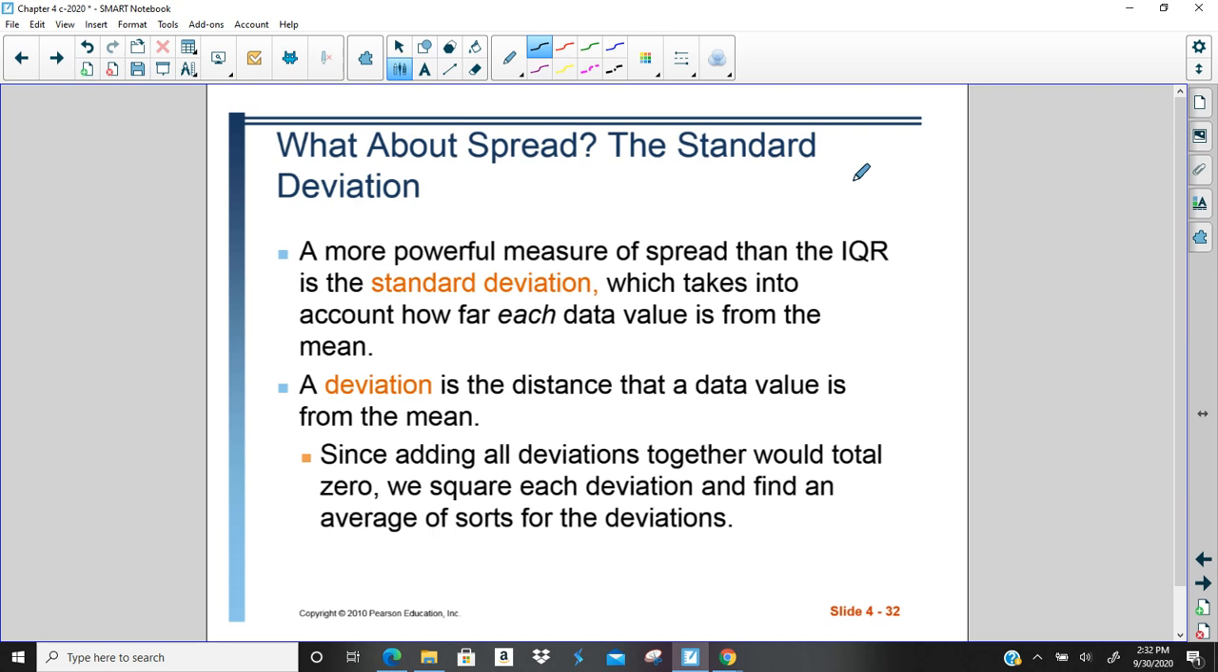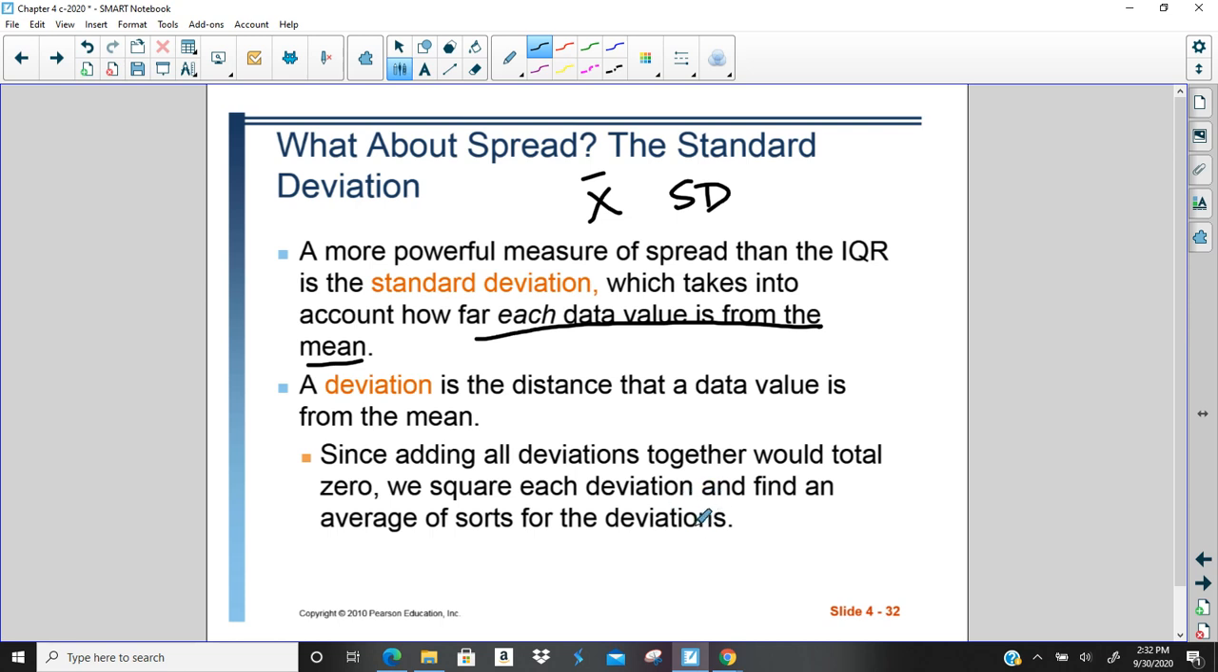It takes into account how far each data value is from the mean. So standard deviation and mean are used together. That's the mean, and there's your standard deviation. Deviation is the distance that a data value is from the mean. Okay, so adding all the deviations together would total 0.